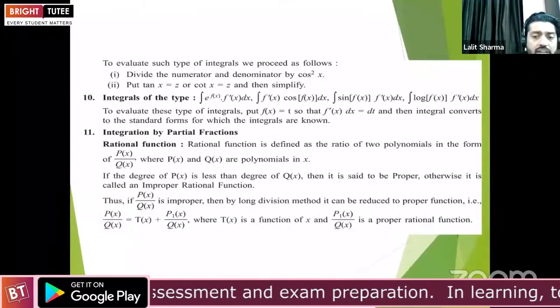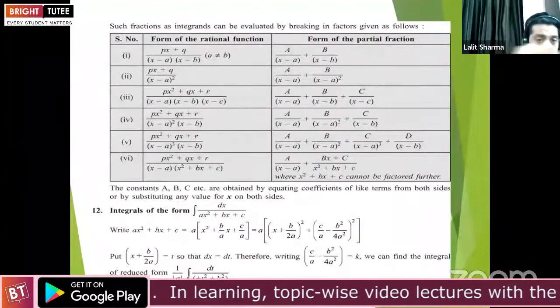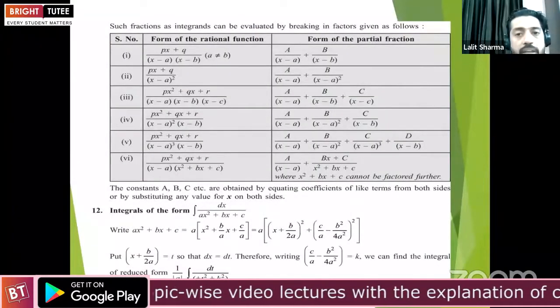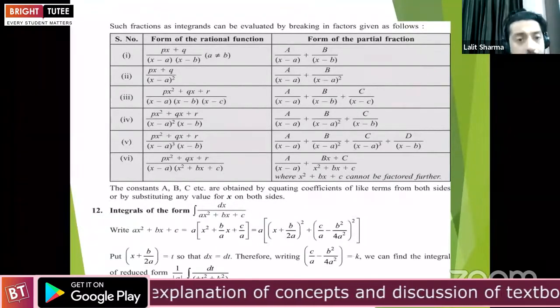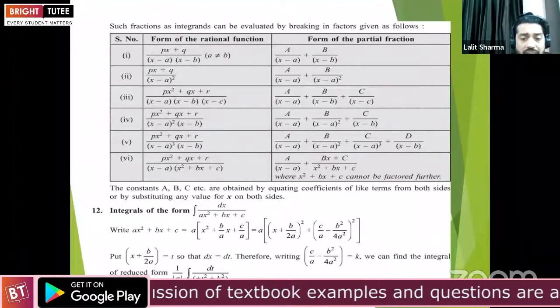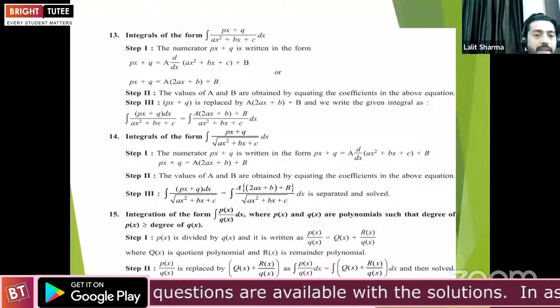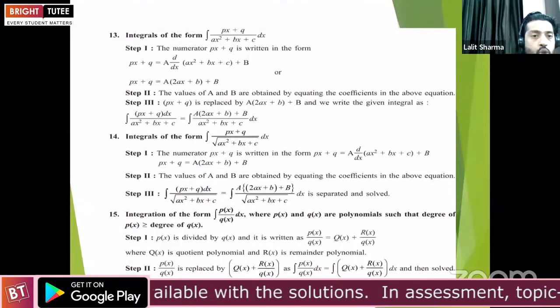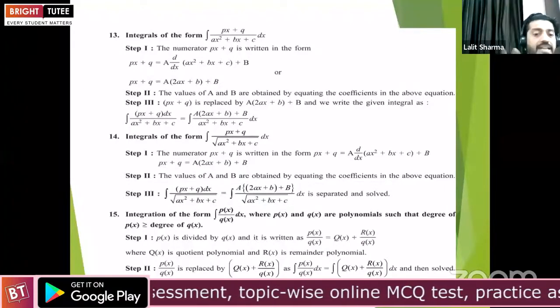Then when it comes to partial fractions, I have given all the things. In partial fractions, if linear factors are there in the denominator, then how to assume the partial fraction. If a repeated factor is there, then what to do. If three distinct linear factors, then what to do. So everything is given. And then how to solve dx upon quadratic by the completing the square method, and how to solve linear upon quadratic. Everything is given in brief.